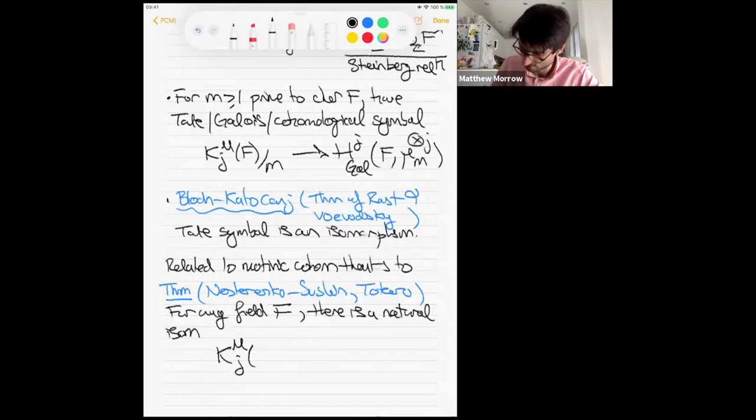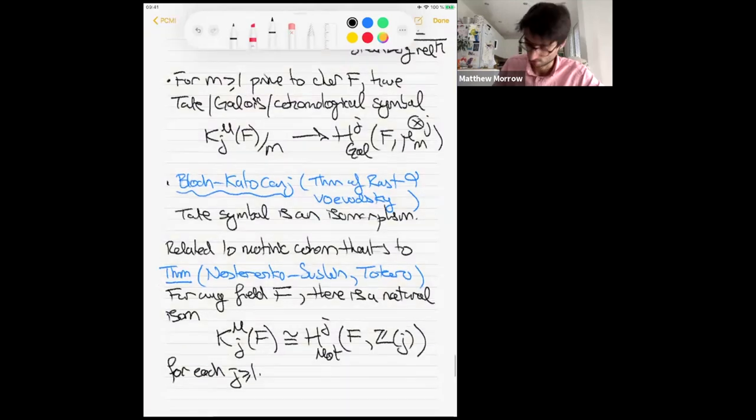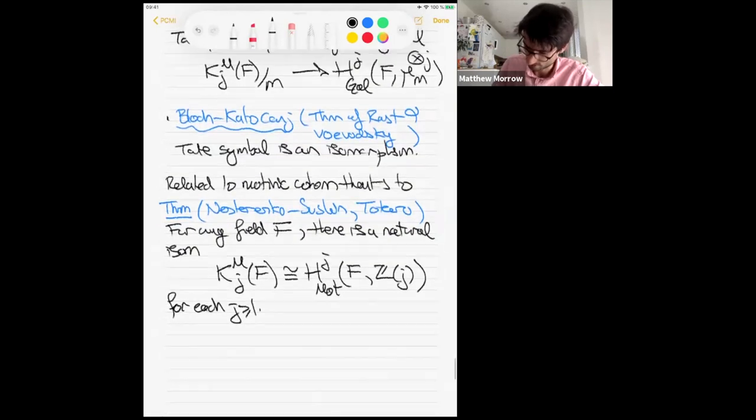I should say there are natural isomorphisms, for each J, between the Milnor K theory and what we call the Milnor range of the motivic cohomology. It's the top degree of the motivic cohomology. So I look at the H^J of weight J of my field. I was going to tell you how to define this map, but I don't quite have time to do that. Maybe I could include that in the exercises.